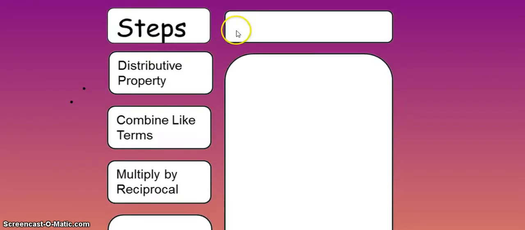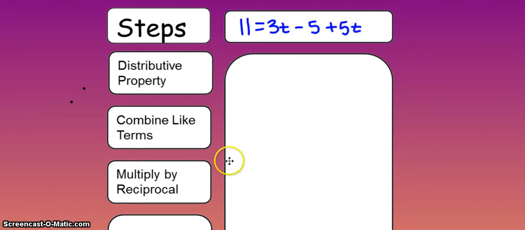Alright, so our first problem here is going to be 11 equals 3t, or 3 times t, minus 5 plus 5t. The very first thing that we're going to want to do here is change this subtracting to adding the opposite. If we look, do we have to do a distributive property? Nope, no distributive property. Remember, that's going to look like a times b plus c on the inside.